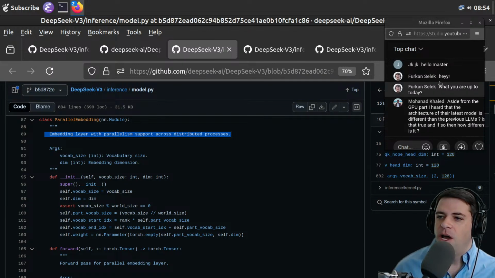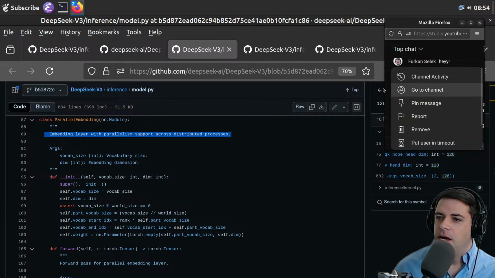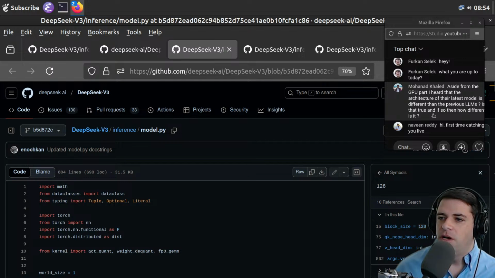Aside from the DeepSeek GPU part, I heard that the architecture of the latest model is different. I don't know. I haven't read the V3 paper.